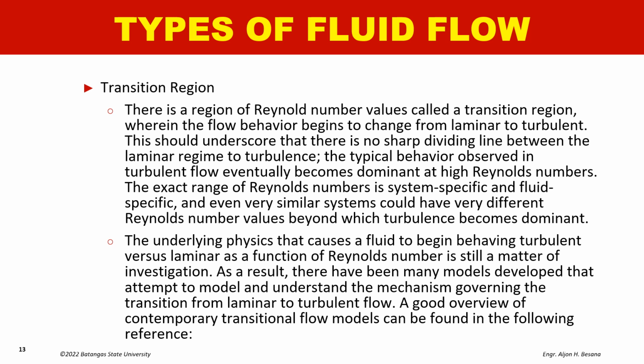The typical behavior observed in turbulent flow eventually becomes dominant at high Reynolds number. The exact range of Reynolds number is system specific and fluid specific, and even two very similar systems could have very different Reynolds numbers. Beyond those values, turbulence becomes dominant. So the underlying physics that causes the fluid to begin behaving turbulent versus laminar as a function of Reynolds number is still a matter of investigation.